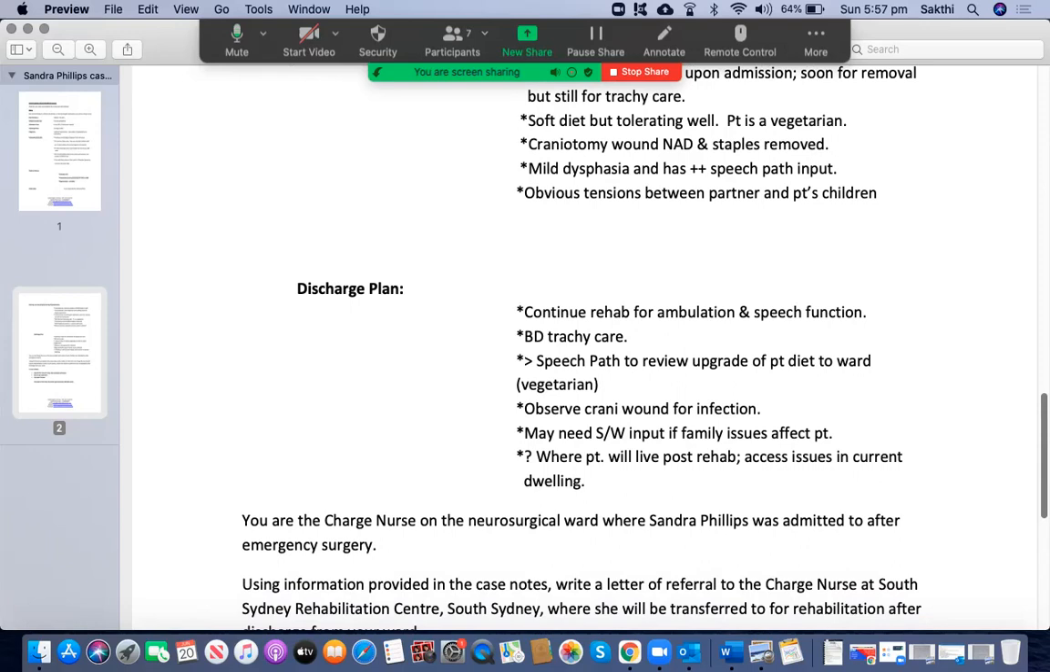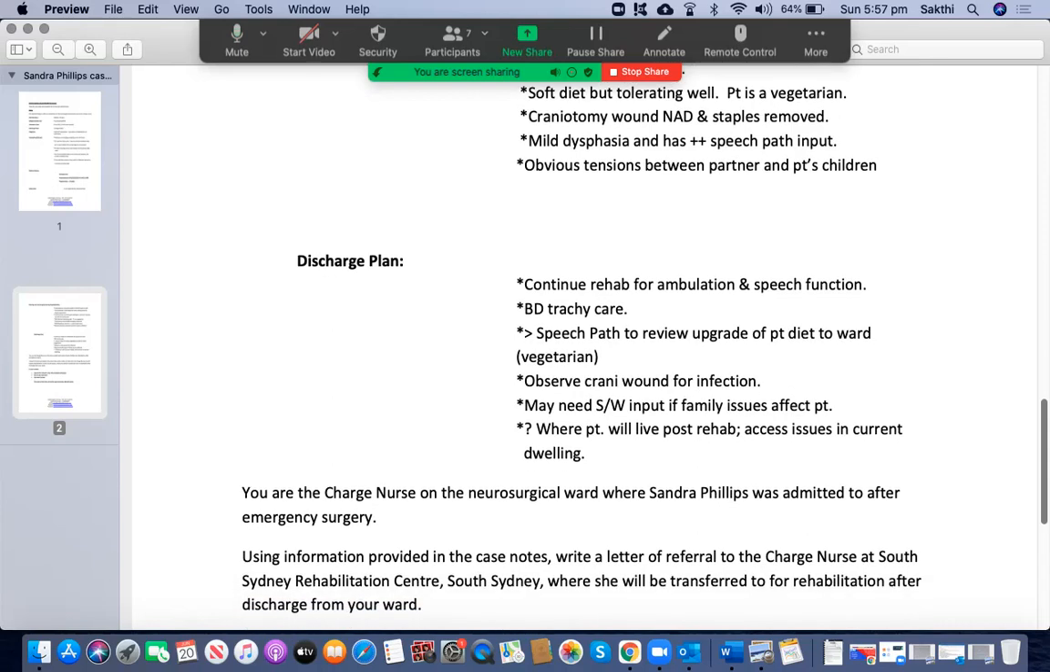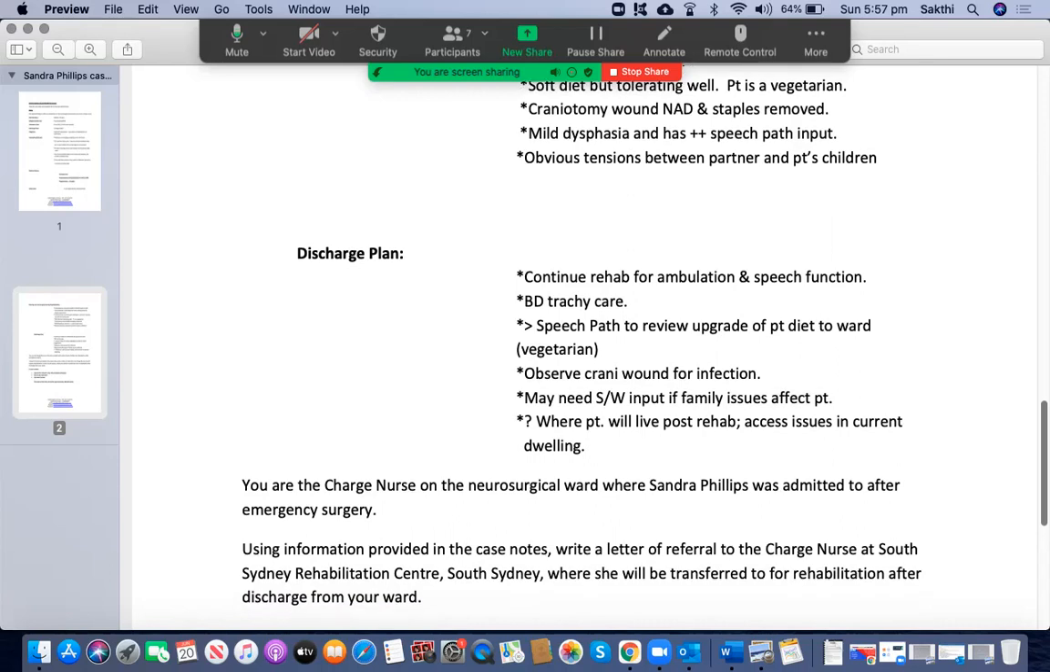PD trachea care. All right. Speech path to review, upgrade patient to ward. Observe cranial wound for infection. May need SW input if family issues affect the patient. Where patient will live post rehabilitation.